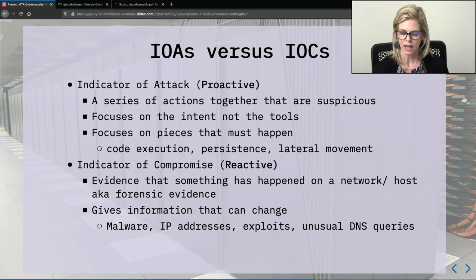Now we're going to talk about indicators of attacks versus indicators of compromise.